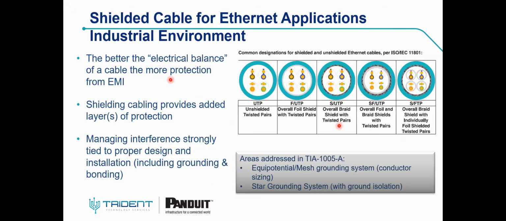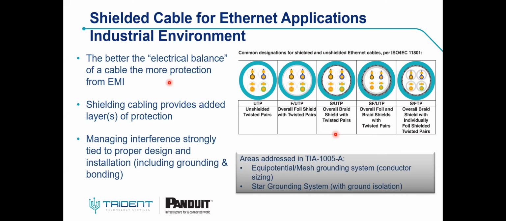Okay, now EMI, or electromagnetic interference, is another key area. It is very important when you are specifying your cabling system. To avoid electromagnetic interference in your area, there are many factors you need to examine when choosing the cable. The first one is the electrical balance of the cable. It is very important. The better the electrical balance of the cable, the more protection you have from electromagnetic interference.